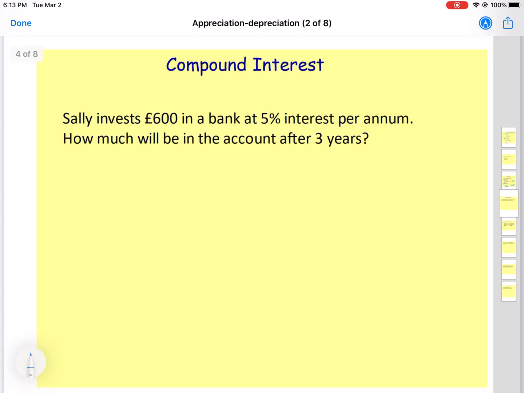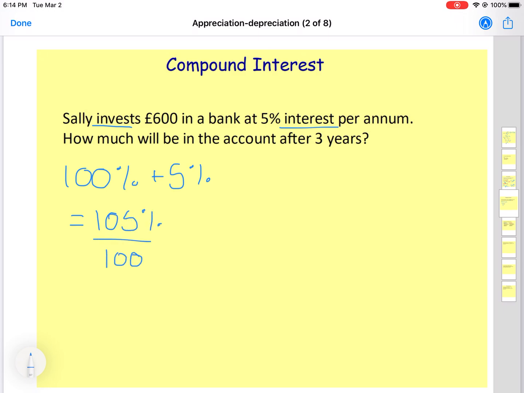So in this case, since we know it's interest, invest in a bank account with 5% interest, then we have to say our starting calculation will be 100% plus 5%, and that equals 105%. We divide that by 100 to get a multiplier of 1.05. Now the only difference with this question and the two that we just did is that we are now performing these calculations over a number of years.